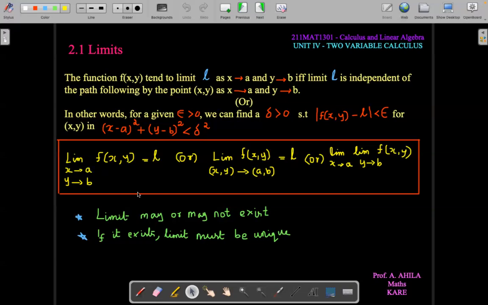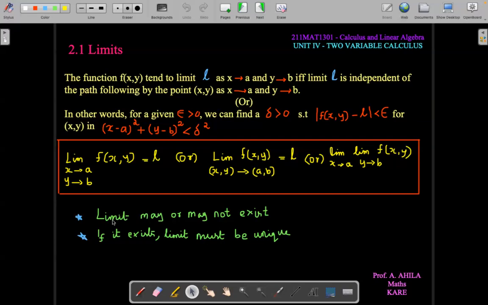So how do we normally write this? There are three forms of writing this. Limit x tends to a, y tends to b, f of x comma y equal to L. This is one way of writing. Another is limit f of x comma y, where we can write x tends to a, y tends to b as points, so x comma y tends to a comma b. So the point x comma y tends to the point a comma b, that is equal to the limit L. Another way of writing is separately writing limit x tends to a, limit y tends to b, f of x comma y.